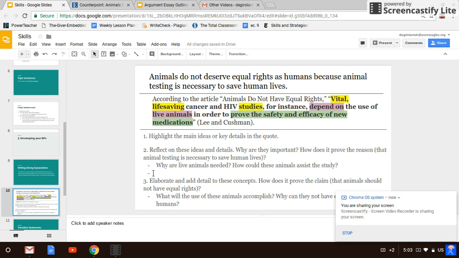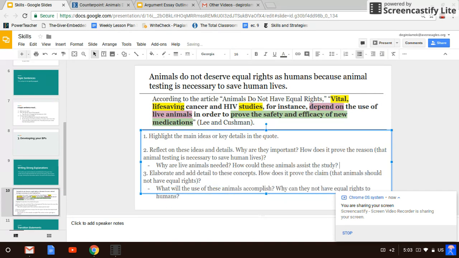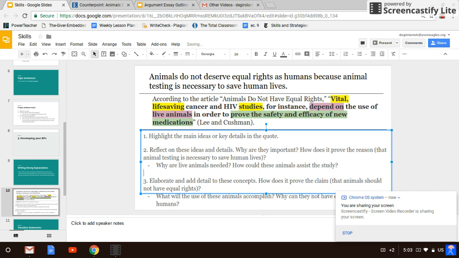The next thing that I need to elaborate on is how do these details prove that animals do not deserve equal human rights? So what will the use of these animals accomplish? Okay? If these are live animals, they're going to hopefully accomplish some sort of research to help humans save their own lives. So these live animals, in this case, or at least in this quote, they helped to find life-saving cancer and HIV research. They helped to save lives through HIV and cancer studies.